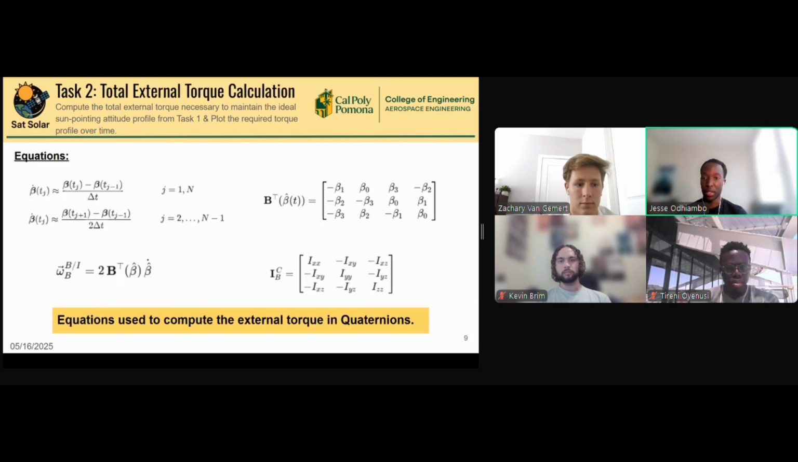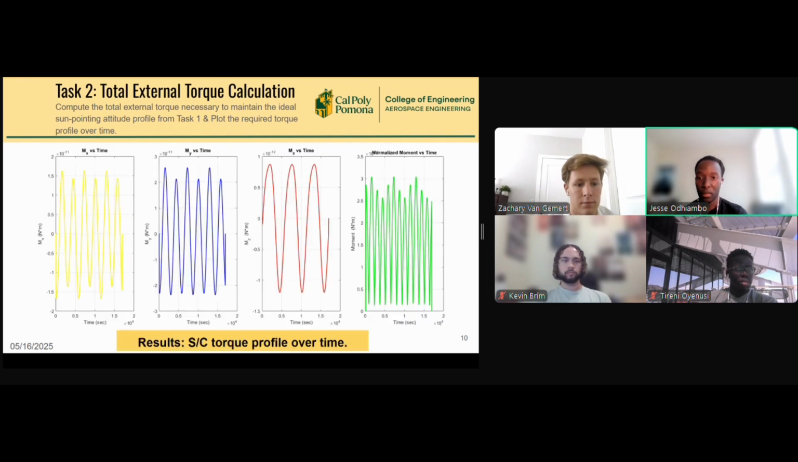Also worth noting that we discarded the first few and last few points due to numerical instabilities. So these are some of the critical equations we used. And here are the results. And as you can see, the different components plotted over time, and then the normalized moment versus time, and they hold a sinusoidal trend as we plotted them over time.